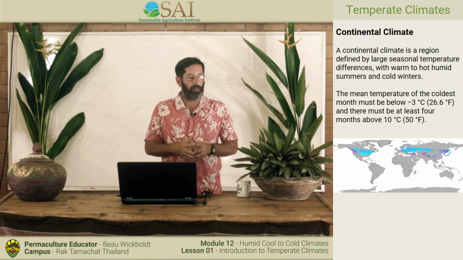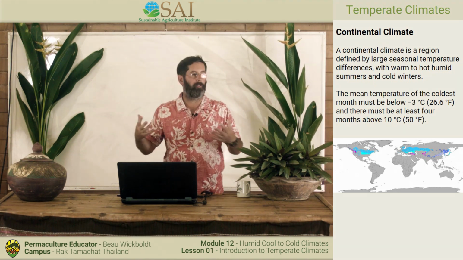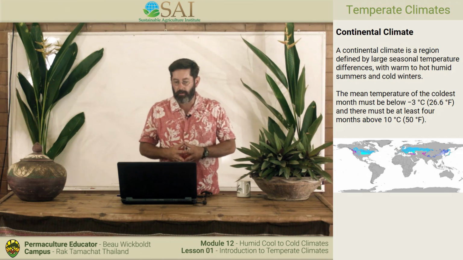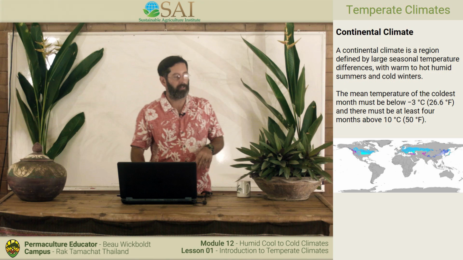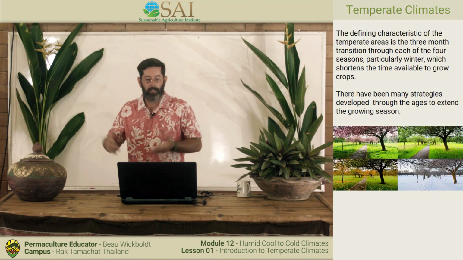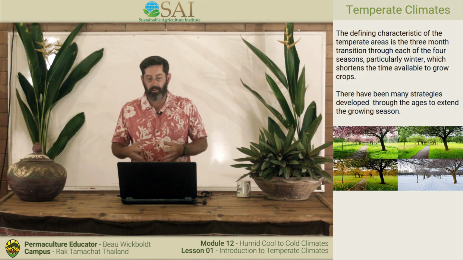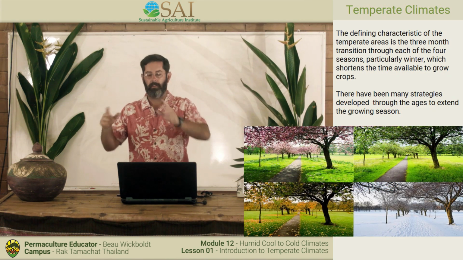Continental climates are in the interiors of continents, typically protected by some type of topography dictated by mountains, for instance. These temperatures can get to 3, but normally they're not going to be over 10 for more than 4 months. So if we define the characteristics of temperate areas into 3 main transitions through each of the 4 seasons, here is how we transition through the 4 seasons.